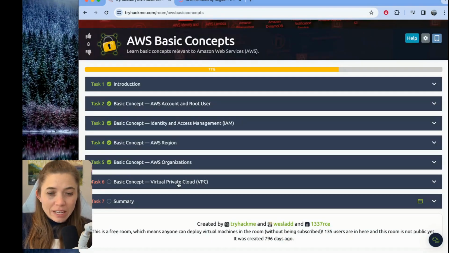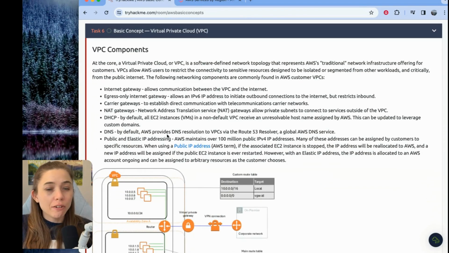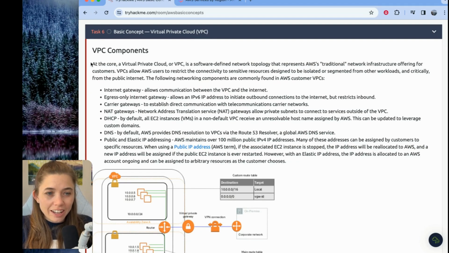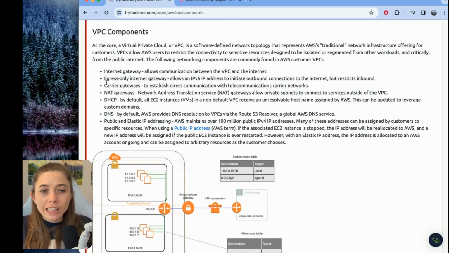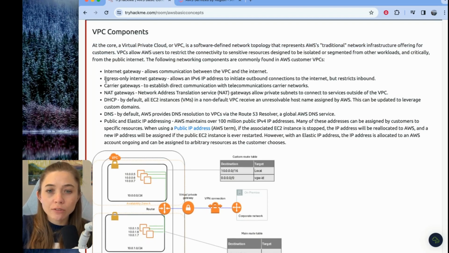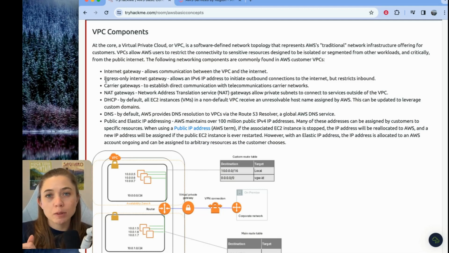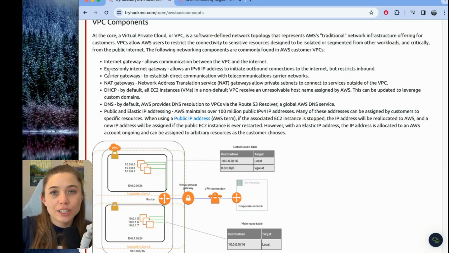Task 6 is another basic concept, virtual private cloud, VPC. When you think about networking in the cloud, it's all about VPCs. At the core, a virtual private cloud or VPC is a software-defined network topology that represents AWS's traditional network infrastructure offering for customers. VPCs allow AWS users to restrict the connectivity to sensitive resources designed to be isolated or segmented from other workloads and, critically, from the public internet. So a VPC is like your own little software-defined network within the cloud that has logical isolation from the public internet and from other AWS customers' VPCs. That's your little isolated area of the cloud to use.